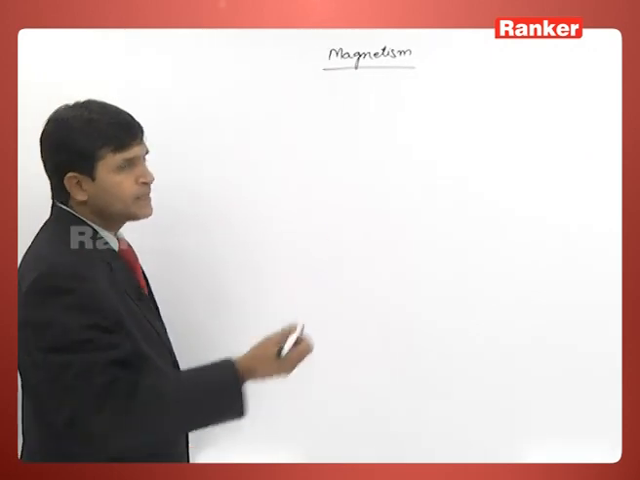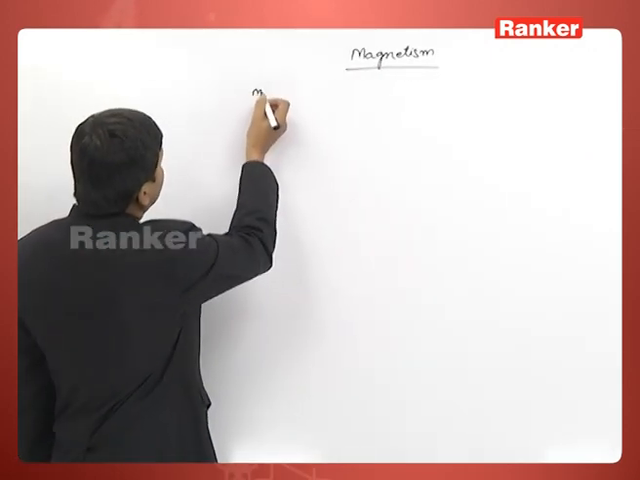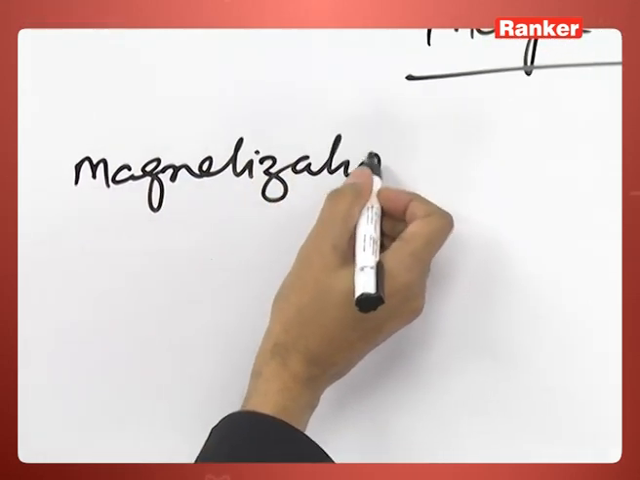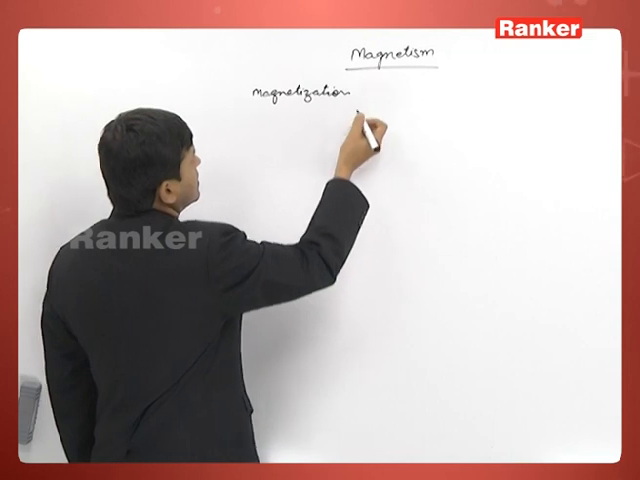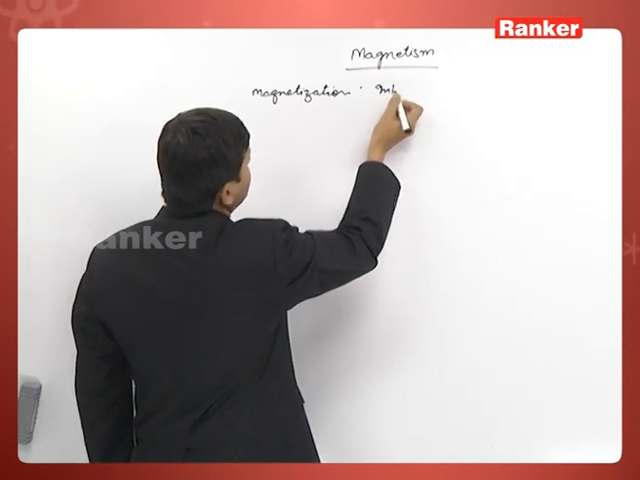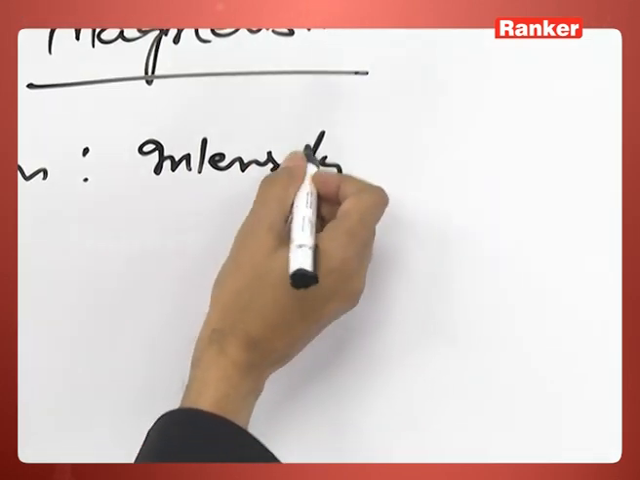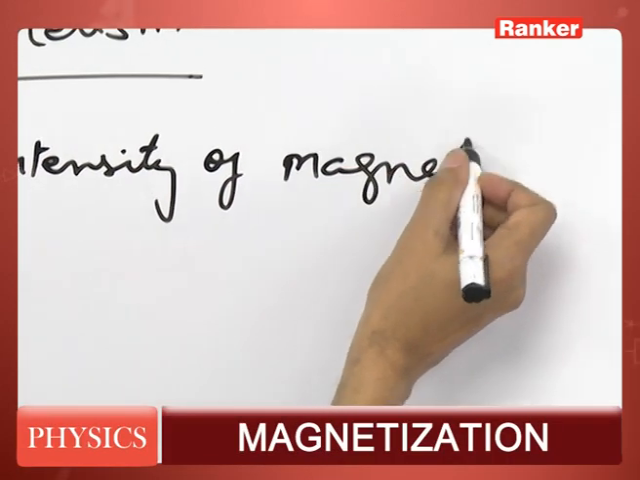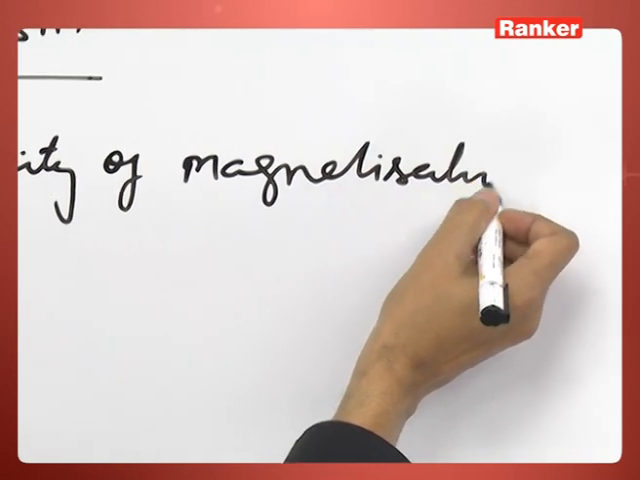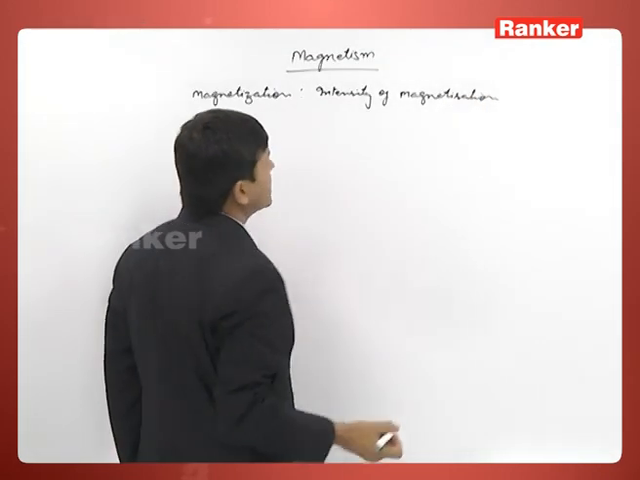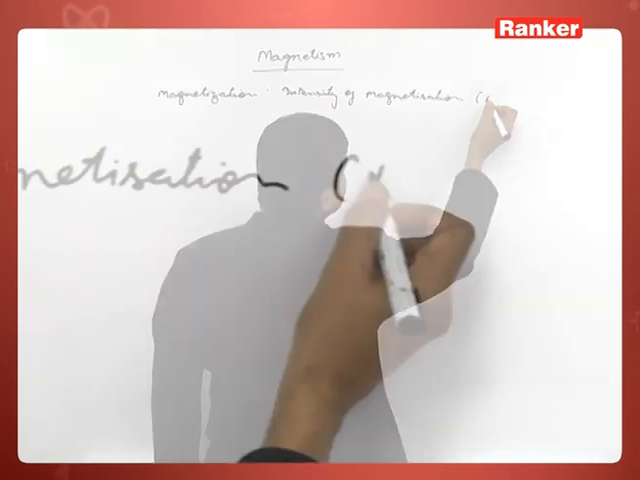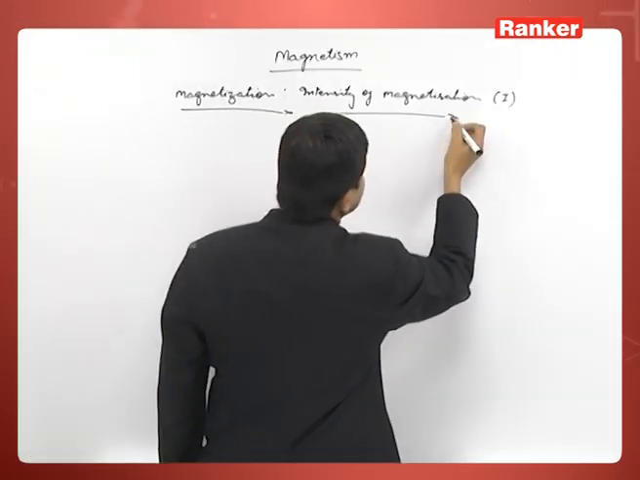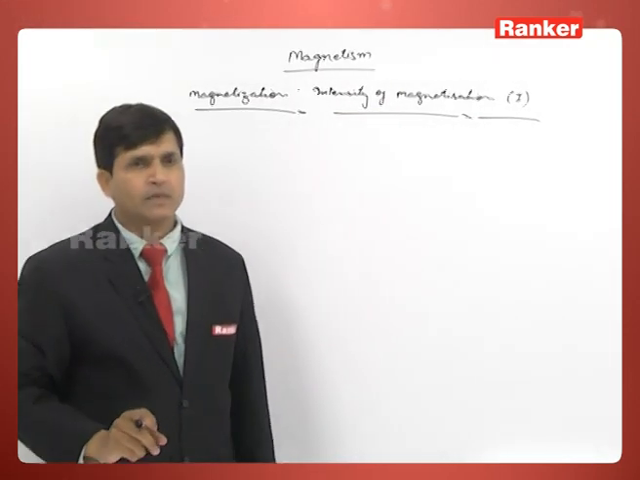Now come to the next point, magnetization and intensity of magnetization. Intensity of magnetization. Normally we are representing this with a symbol I. Magnetization or intensity of magnetization.